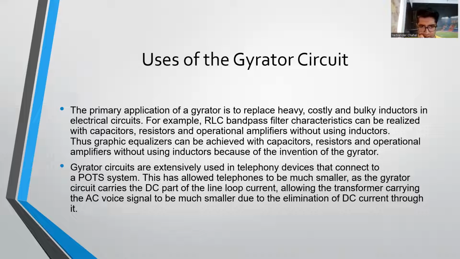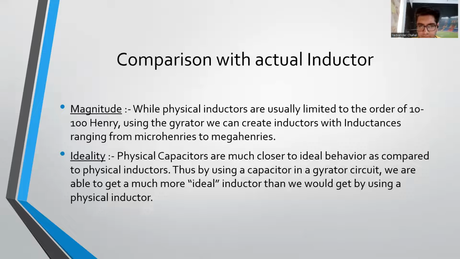Gyrator circuits are extensively used in telephone devices that connect to a POTS system. POTS is a plain old telephone set. This has allowed telephones to be much smaller, as the gyrator circuit carries the DC part of the line loop current, allowing the transformer carrying the AC voice signal to be much smaller because now no DC current passes through.